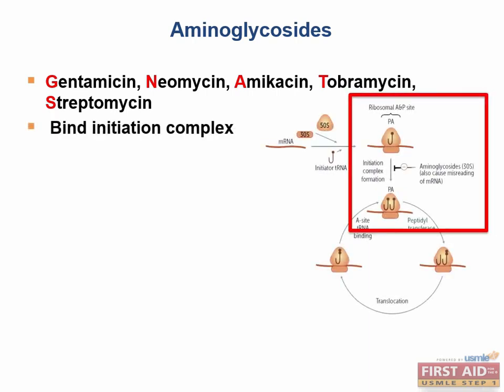Aminoglycosides inhibit the formation of the ribosomal initiation complex and cause misreading of the mRNA. We can remember this by knowing that the A at the beginning of aminoglycosides initiates the alphabet, and that will help us remember that aminoglycosides affect the formation of the initiation complex.